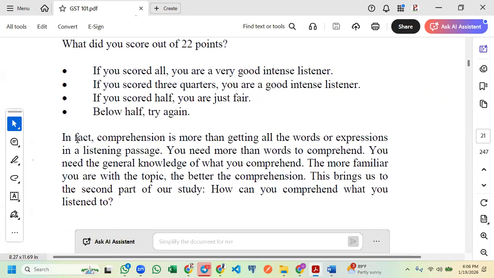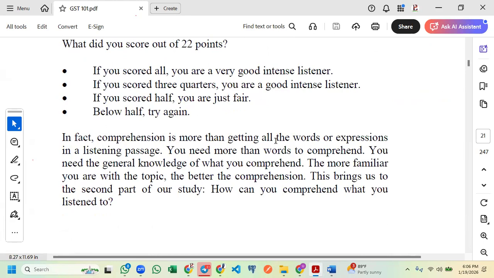So here we say that, in fact, comprehension is more than getting all the words or expressions in a listening passage. You need more than words to comprehend. You need the general knowledge of what you comprehend. One of the important things you need in order to comprehend anything you are listening to is that you must have an experience or a general knowledge of that thing. So if I'm an art student and I'm attending a physics class, it's going to be totally strange to me. No matter how good the teacher or the lecturer is, there is still a tendency that I will not understand anything. Why? I don't have a general knowledge of physics.